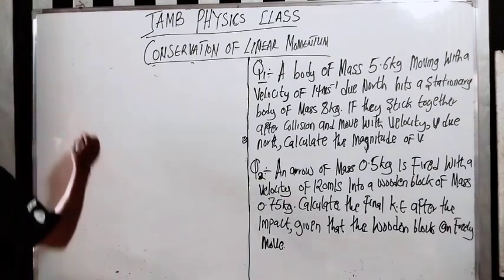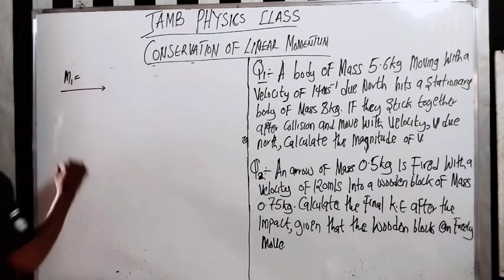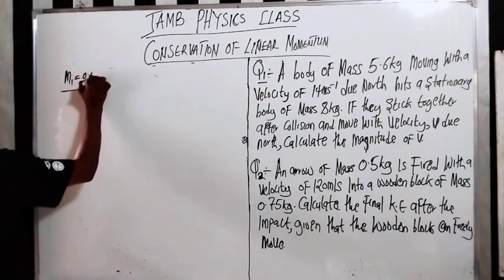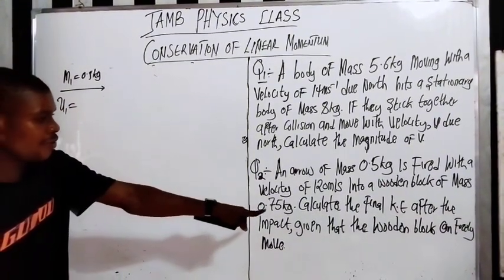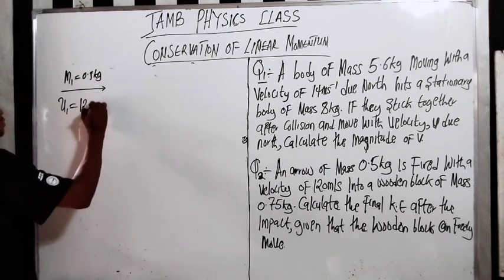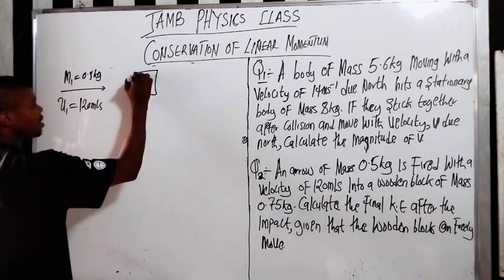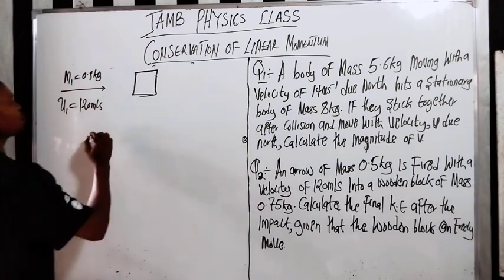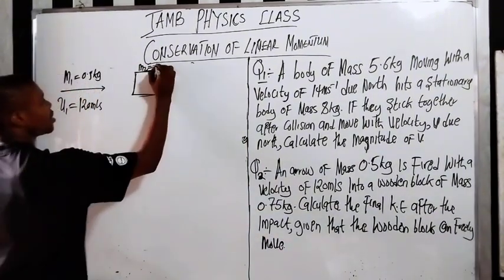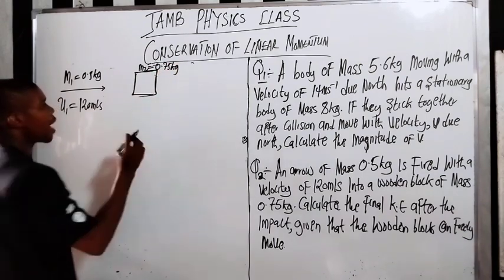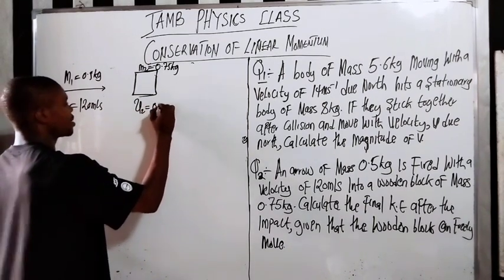So in the sense that there is an arrow here, the arrow's mass is 0.5 kg. Now it's moving with an initial velocity of 120 meters per second. Now there is a wooden block here that is not moving, and the wooden block's mass, M2, is 0.75 kg. Now because it's a wooden block that is not moving, the initial velocity is 0 meters per second.